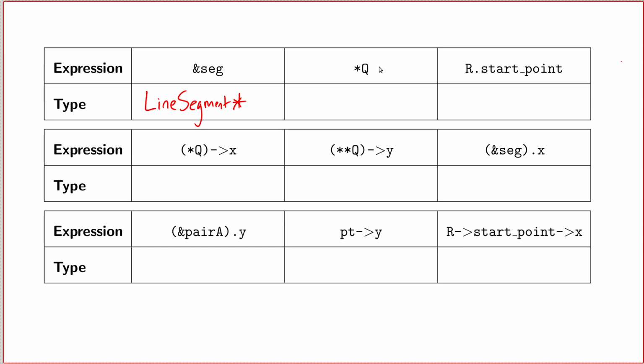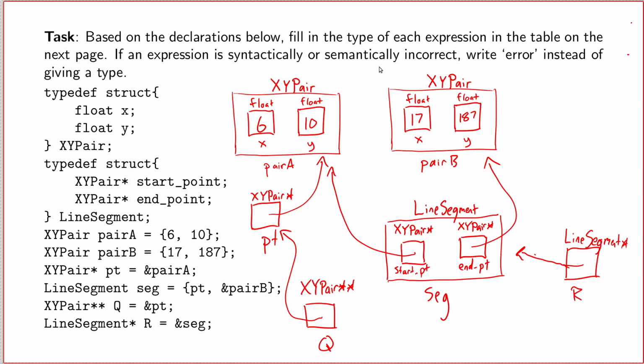Star Q. So I start at Q and I follow an arrow. Where do I end up? And this one's also pretty easy just because I can just look at my diagram. I start at Q, I follow an arrow. I end up somewhere with type XY pair star.